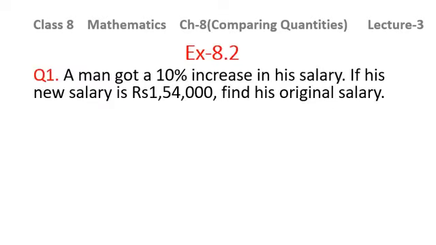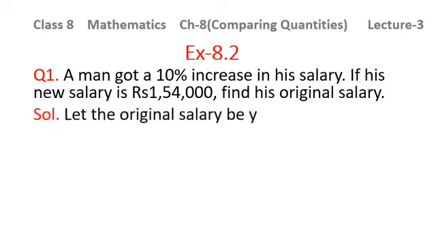Coming to exercise 8.2, a man got a 10% increase in his salary. If his new salary is 1,54,000, find his original salary. We need to find the original salary of this man who is getting a 10% increase in the salary. Let us suppose the original salary be Y. We do not know the original salary, so let us take it as Y. You can take any other variable also.